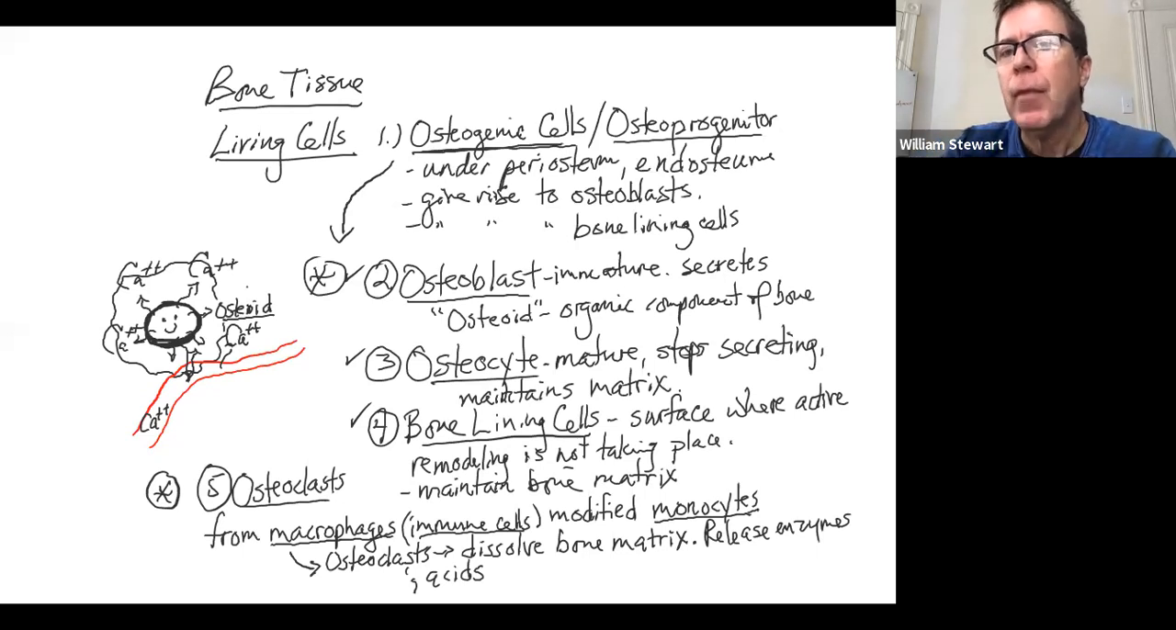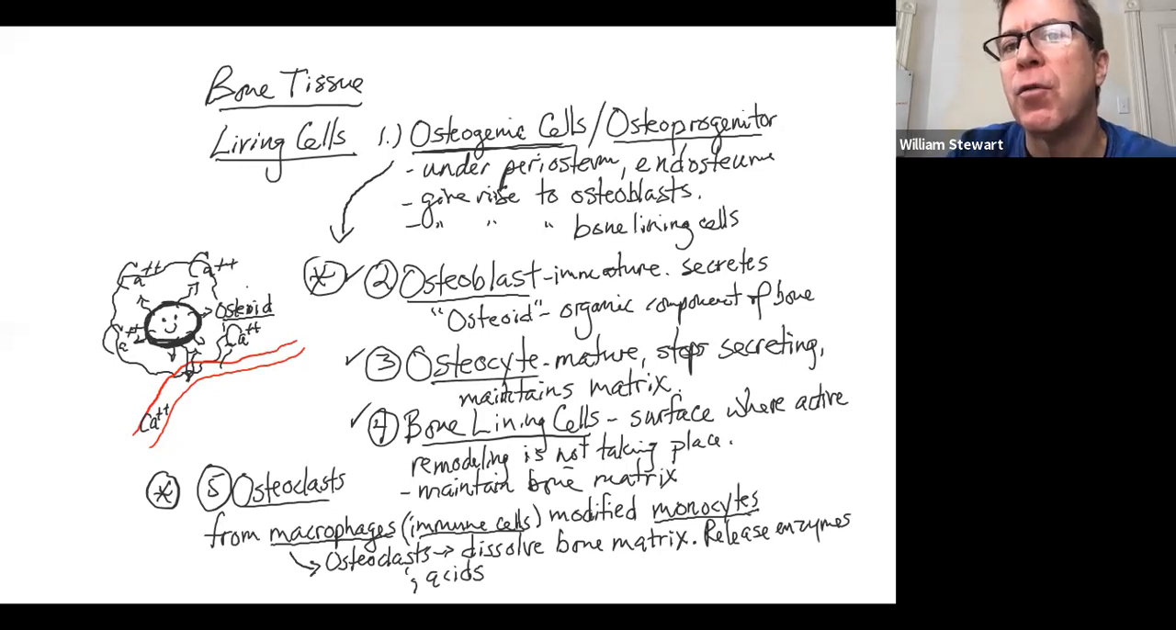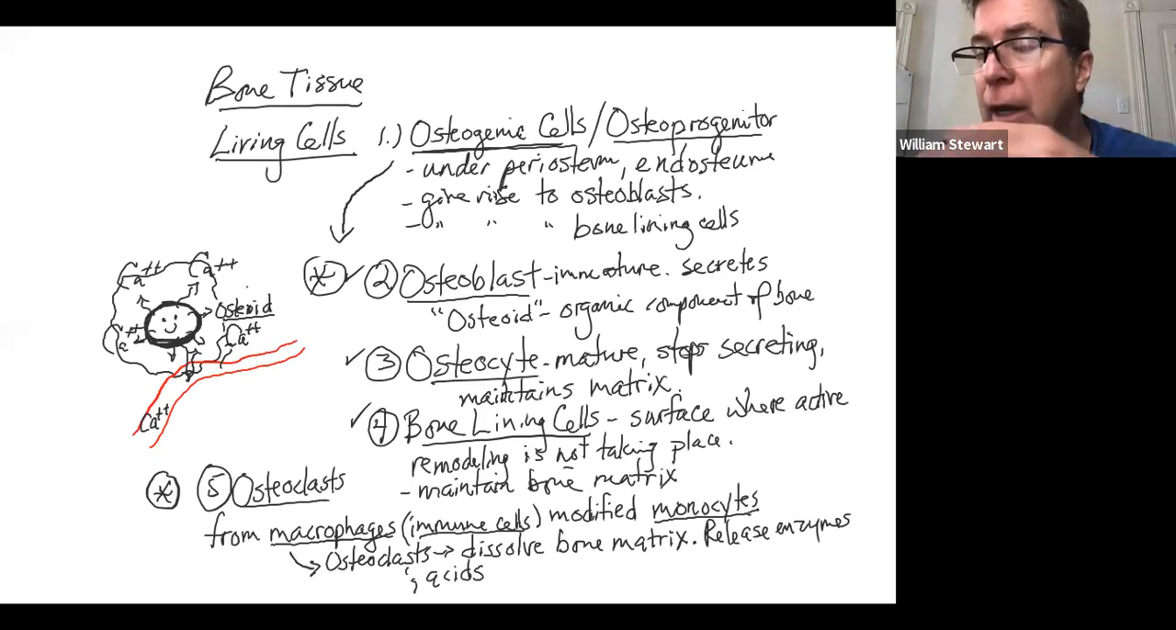So when we build up new bone, what we're doing is we're storing calcium. When we dissolve old bone matrix, what we're doing is we're breaking down the bone tissue so that calcium can be released into our bloodstream.